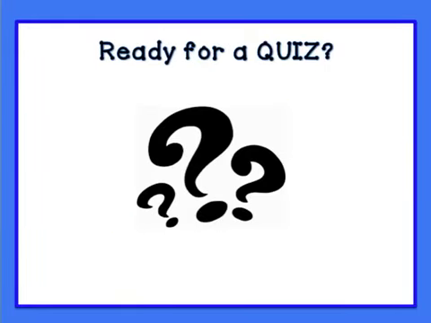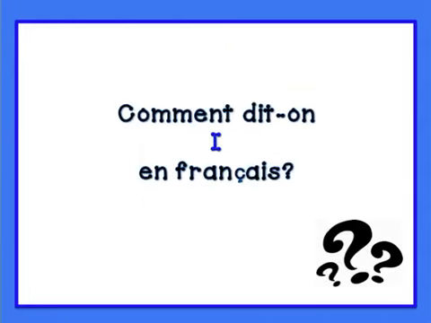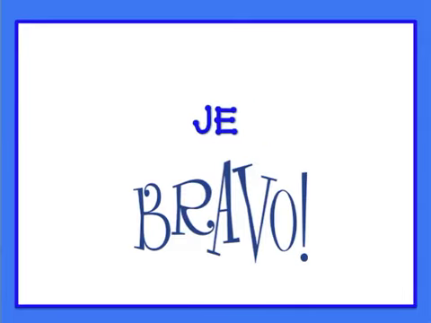Très bien. So, are you ready for a quiz? I think you can probably do well on this. Let's go. Allez, c'est parti. Comment dit-on I en français? Now, when I say comment dit-on, that means how do you say? Comment dit-on I en français, in French? Do you know? Je. If you said je, très bien, bravo, vous avez la bonne réponse.